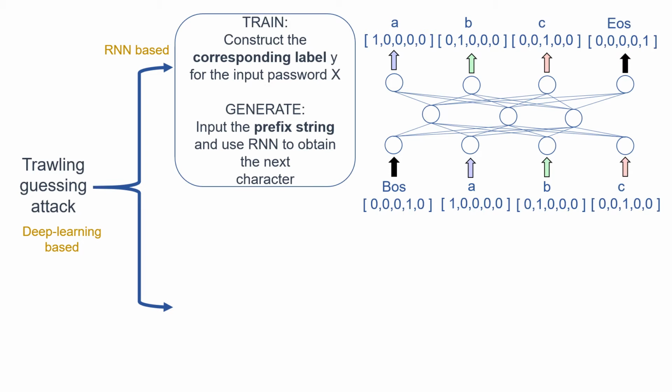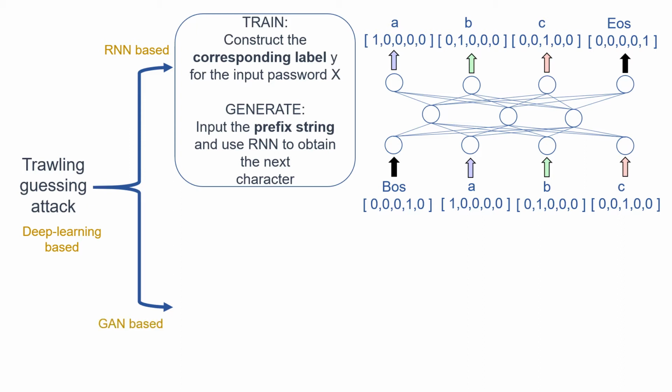In this picture, the input password is ABC. We add the starting character BOS at the beginning and the ending character EOS at the ending of the corresponding label. Each character in the input password actually corresponds to the next character in the original position.